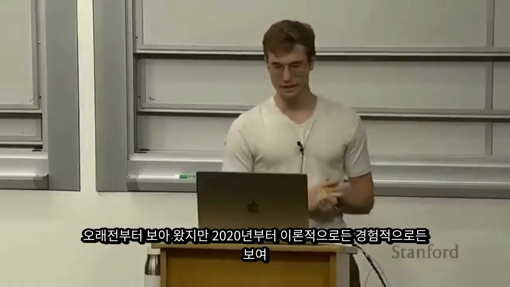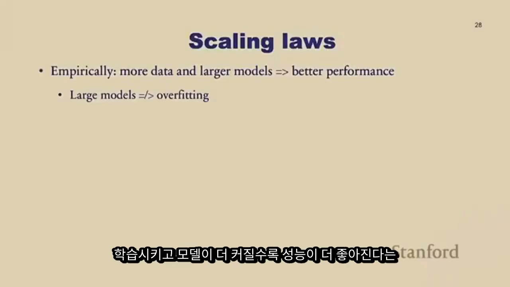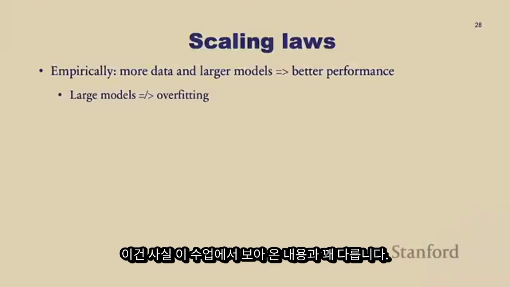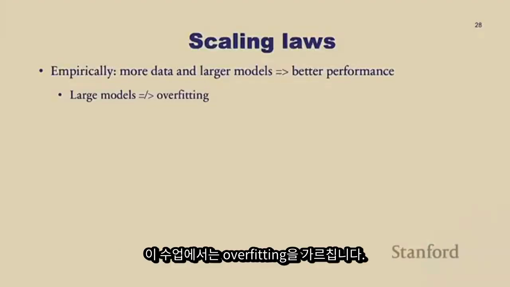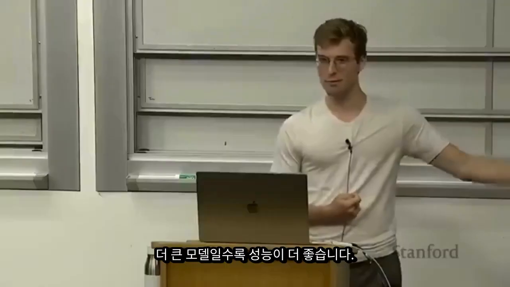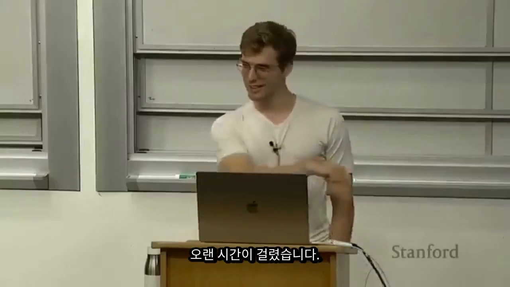Great, scaling laws. So the idea is that what people saw around 2020, or at least they've been able to show theoretically, or empirically, since 2020, is that the more data you train your models on, and the larger the models, the better the performance. This is actually pretty different from what you see in this class. In this class, we teach you about overfitting. Overfitting doesn't happen with large language models. Larger models, better performance. It's something that really took a long time for the community who took this type of class to realize. But for the exam, overfitting exists.